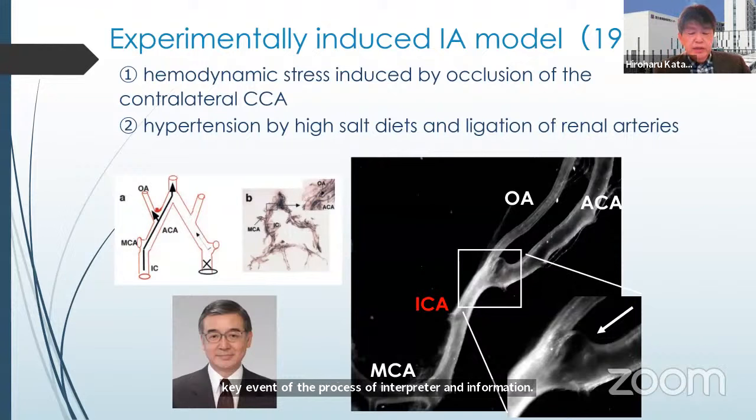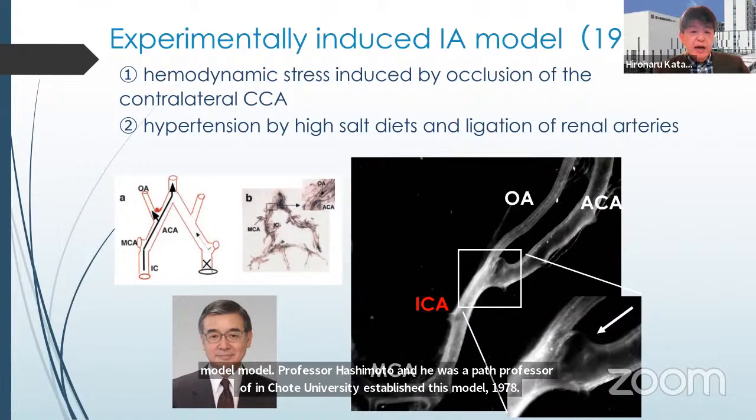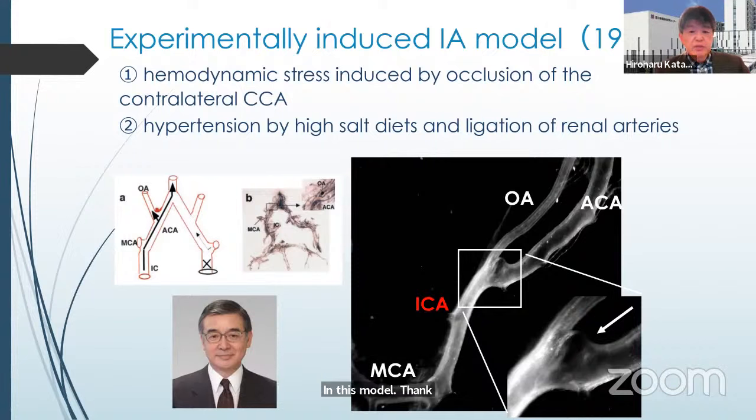To disclose the detailed mechanism of inflammation in vascular walls, we have used the experimentally induced intracranial aneurysm model. Professor Hashimoto, a past professor at Kyoto University, established this model in 1978. In this model, aneurysm is induced by hemodynamic stress from occlusion of the contralateral CCA, and hypertension by a high salt diet and ligation of renal arteries.